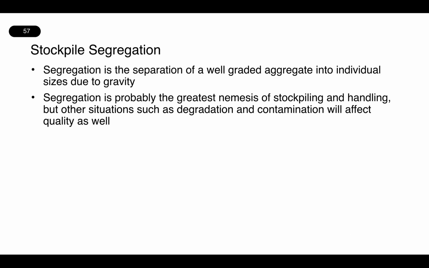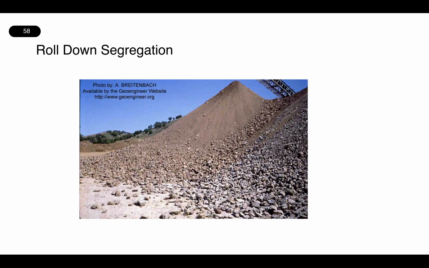So within a stockpile, you can get segregation due to gravity, and segregation is a big nemesis of stockpile and handling, but you can have other situations too. Degradation and contamination affect quality as well. So here you're seeing roll down segregation. So you've got probably like a dense grade situation here where you've got the fines that are sticking to the center of the pile, and then you have the coarse aggregate running down the side.